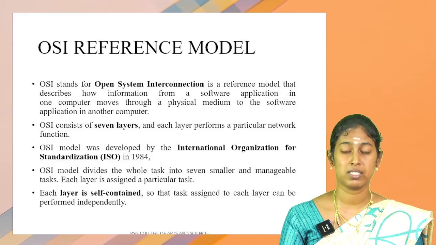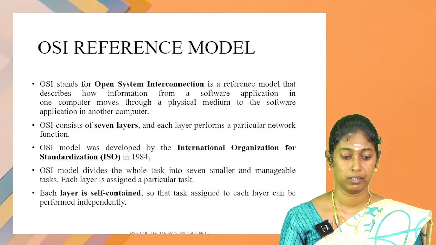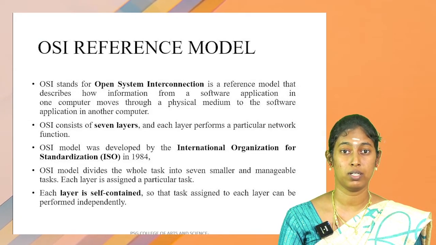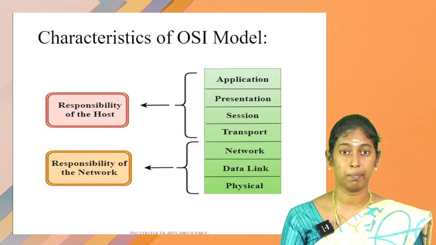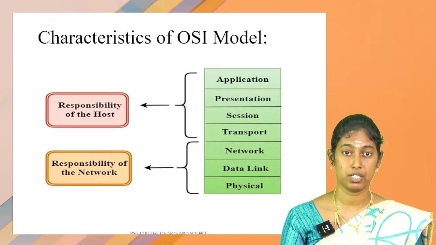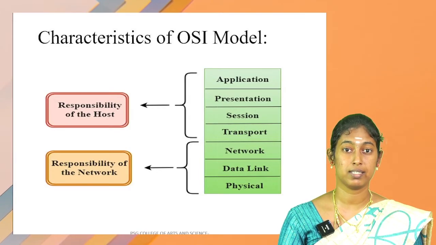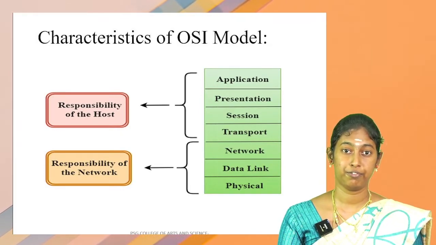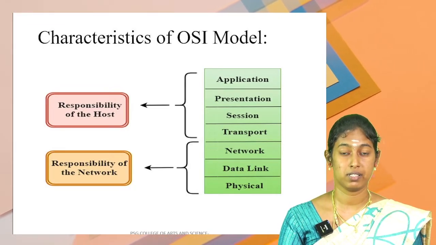The OSI model divides the entire big task into several smaller subtasks. Each layer is self-contained and works independently. These are the characteristics of the OSI model. In total it has 7 layers, as I already told. The first is the application layer, second is the presentation layer, third is the session layer, fourth is the transport layer, fifth is the network layer, sixth is the data link layer and seventh is the physical layer.